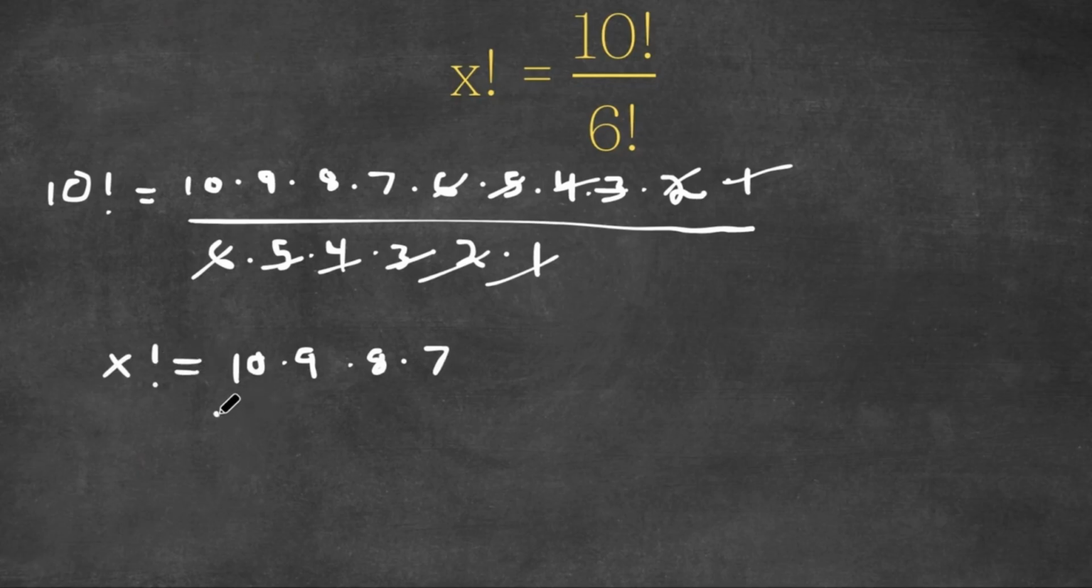Now 10 is equal to 5 times 2. 9 is equal to 3 times 3. 8 is equal to 4 times 2. And 7 is just 7. We can't simplify that anymore.